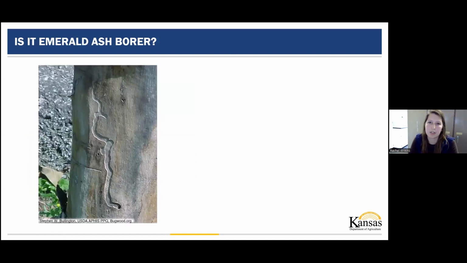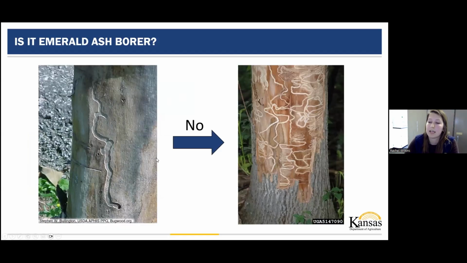So let's say you're looking at your tree, you remove some of the bark, and then you see this nice long gallery here. Is this emerald ash borer? No, it is not. If we look closely at this gallery, it is very long, very straight. There are some bends to it, but if we look at the photo on the right, this is emerald ash borer. You can see there are some very distinct S-shaped galleries, very serpentine, and that really indicates that it's probably emerald ash borer. Sometimes these galleries can look very similar to one another, and that's why it's really important to find an actual physical specimen when you're looking for EAB.